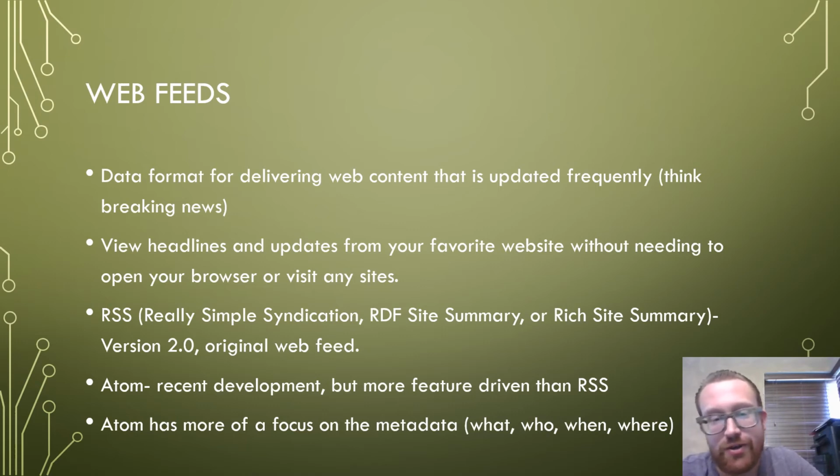When you do what's called a web feed, you essentially subscribe to it, and whenever you subscribe to it, you get a list of all of the stuff that was published and related to what you're looking for. You can view headlines and updates from your favorite website without actually needing to go to that website or opening your browser. So the one that I learned about and the one that's still around today is called RSS, and it's really simple syndication, or RDF site summary, or rich site summary. I always learned it as really simple syndication, but apparently it also has two other names attached to it.